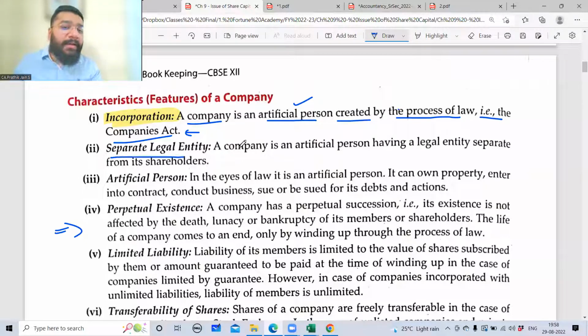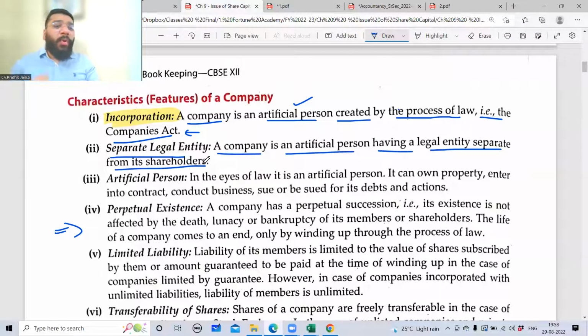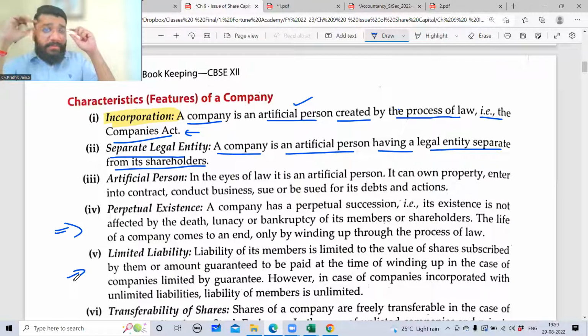So what is the meaning of separate legal entity? A company is an artificial person having a legal entity separate from its shareholders. What is separate legal entity? You cannot attack the private assets of the owners is not governed by the separate legal entity concept. It is governed by the liability concept, which will be discussed here. So the point of view of an entity is different from the point of view of a firm. The perspective with which you account for it is defined by the separate legal entity concept.